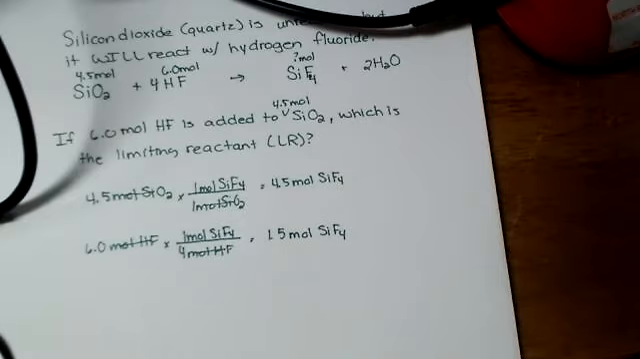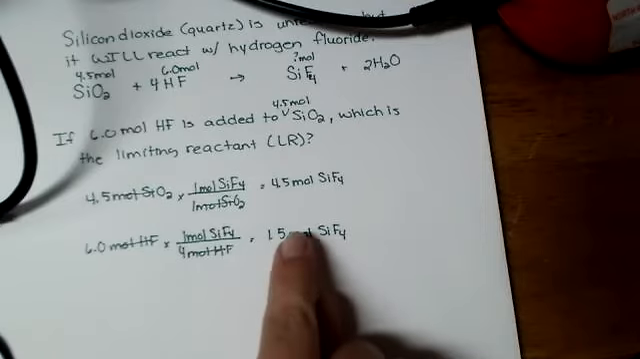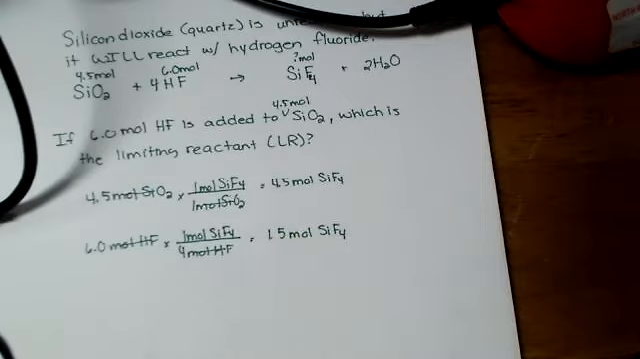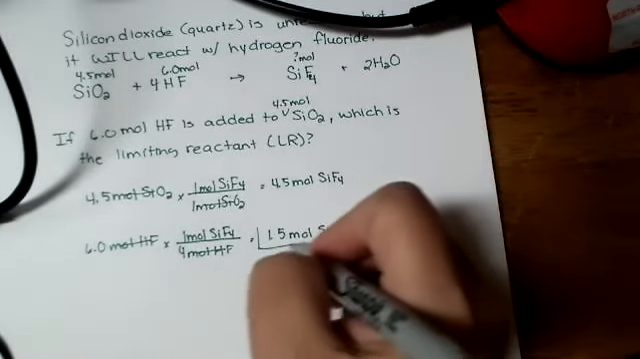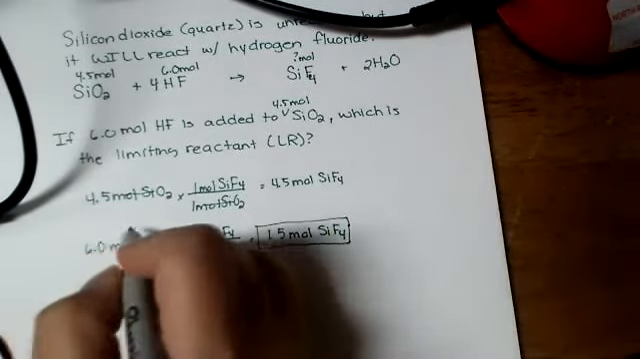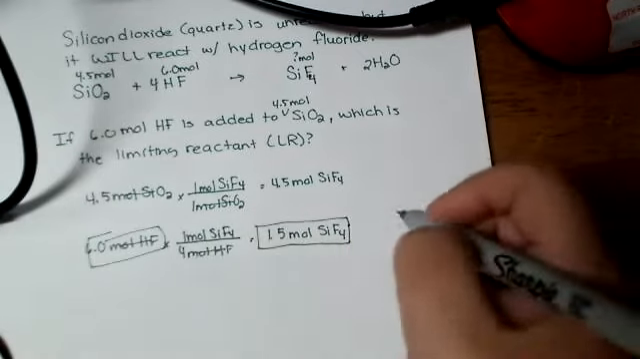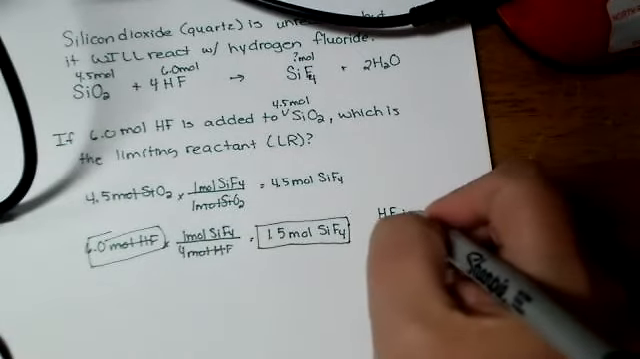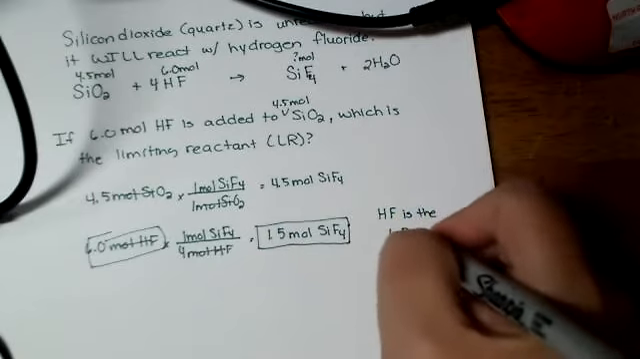Now, the whole point, though, was they want to know which one is the limiting reactant, which means which one is going to produce the smallest amount of the product. Like with our bikes, tires, and frames, we were limited to only 25 bikes because of the frames. Well, in this case, we are limited to only 1.5 moles of silicon tetrafluoride because this is the smallest product, which means that hydrogen fluoride is my limiting reactant. So hydrogen fluoride is the limiting reactant.